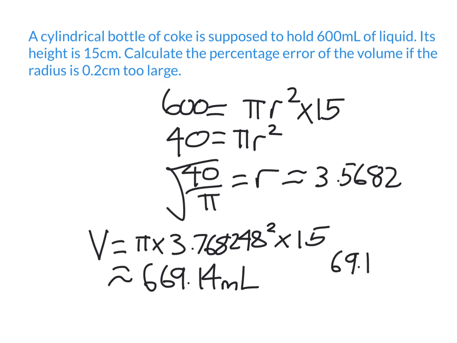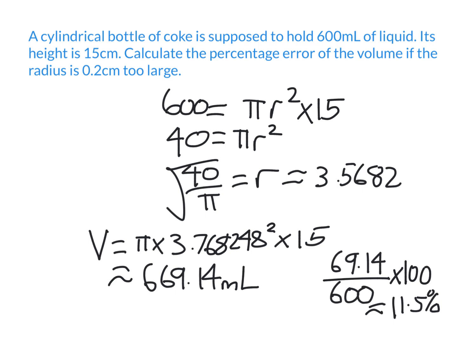So the absolute error would be 69.14. That's how much extra Coke would be in the bottle. We divide that by the amount it's supposed to be, 600, and that's the relative error. We times by 100 and stick a percent sign on if we want to find the percentage error. Again, I've only written 69.14 here, but in my calculator, after getting this answer, I'm going to press the answer button, divide by 600, times 100. That will reduce the errors. Putting that in the calculator, we get about 11.5%.